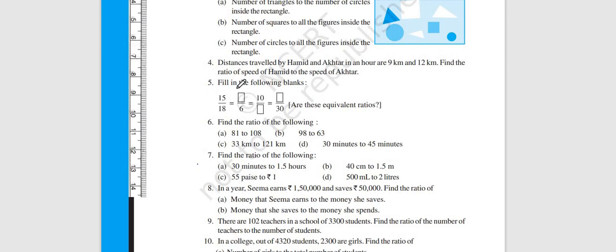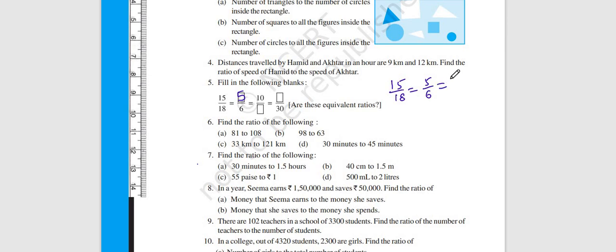Question number 5, you can discuss in the textbook only. Look at here. 15:18 or 15/18. Already we have discussed in the earlier chapters. What are the equivalent fractions? Look at here. 18 turned to 6, that means divided by 3. So 15 also you have to divide by 3. You will get 5. 15/18 is equal to 5/6. Both are equivalent fractions.